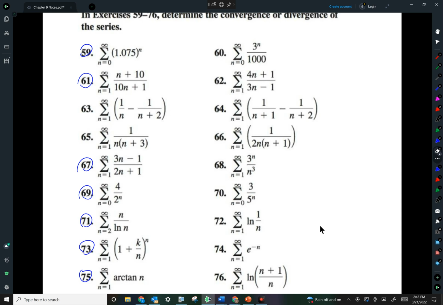Would 71 be one of the ones with coefficients, or how? Well, 71 is not geometric, because you have an n, but the exponent is not n, right? Geometric has to have an exponent of n. So it's not geometric, I have to try the nth term test. Okay. So I would get infinity over infinity. Oh, so maybe I'll try L'Hopital.